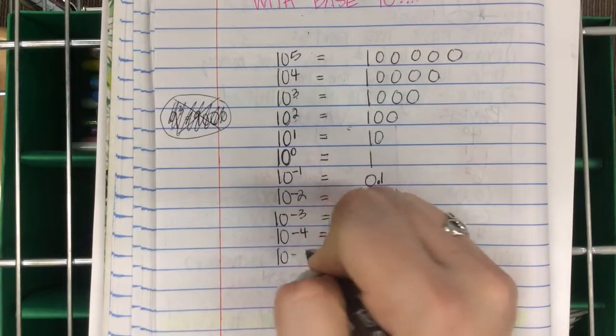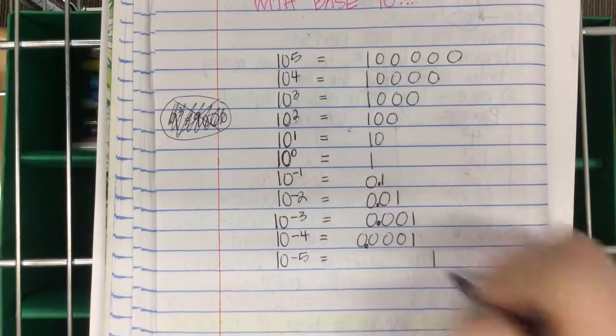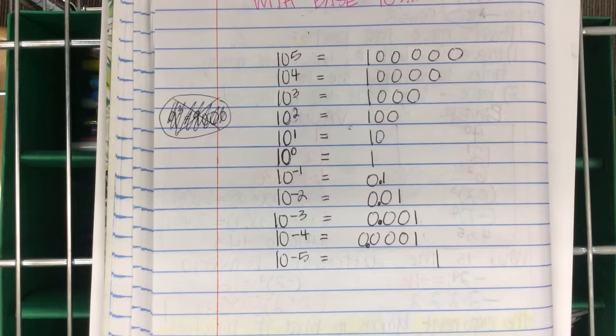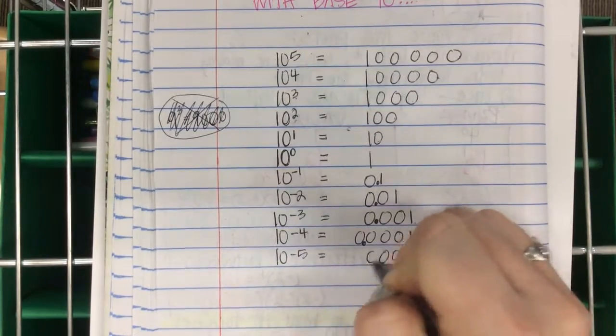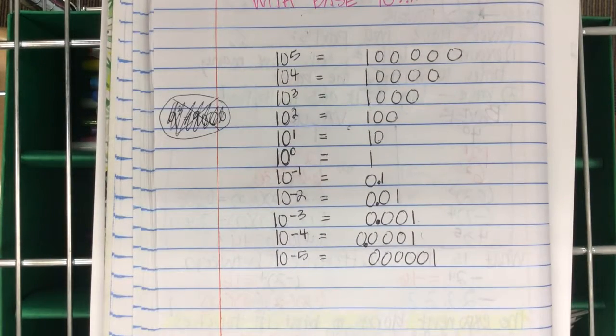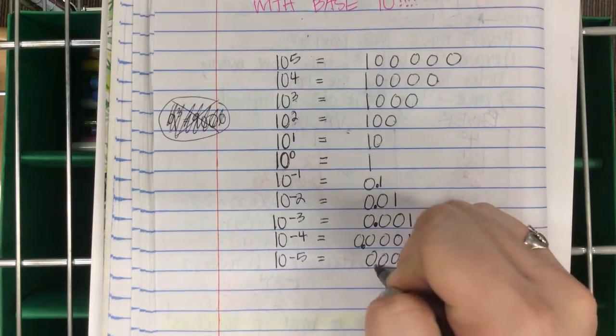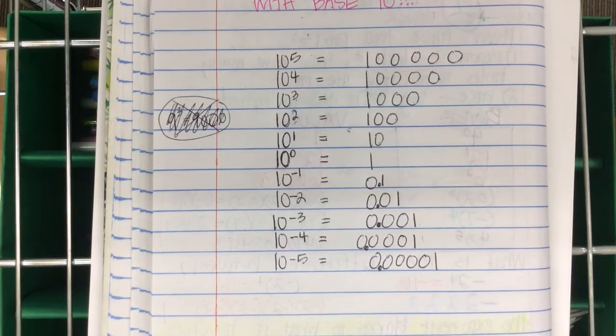And 10 to the negative 5, if it was a positive 5, I'd put 5 zeros behind it, but it's a negative 5, so I put 5 zeros in front of it. And it's 0.00001.